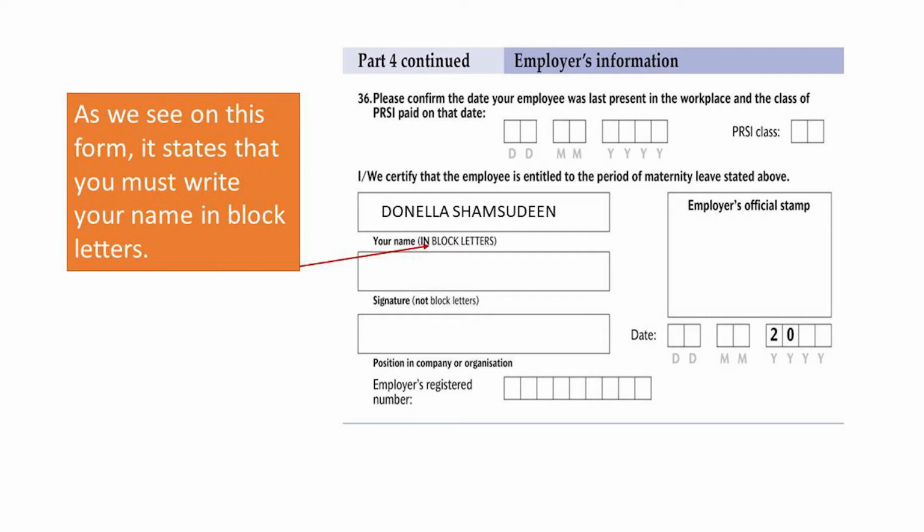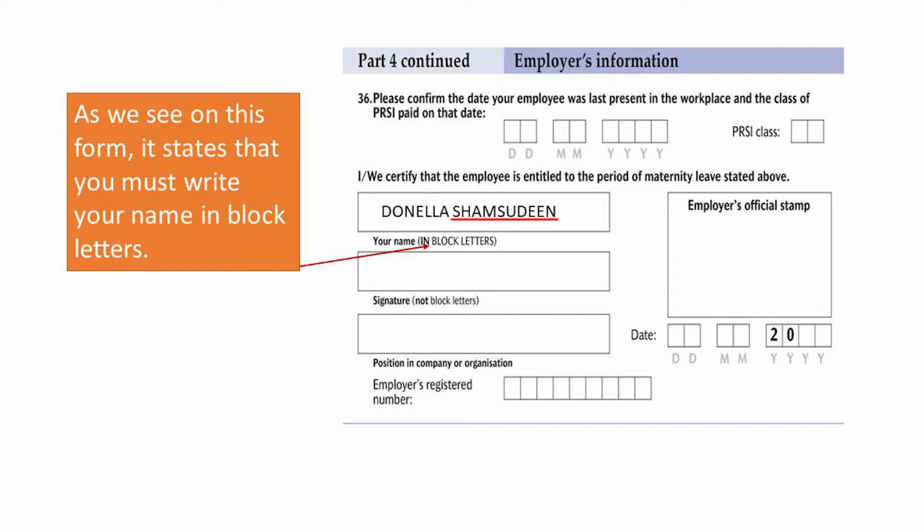So it means here I have to use all capital letters to write my name. So my name is Danella Britton Shamsuddin, or I could just say Danella Shamsuddin. So I will use all the block formations to write my name. Capital D, capital O, capital N, capital E, capital L, another capital L, and a capital A for Danella. I will go ahead and use all the capital letters that I need to write my last name.